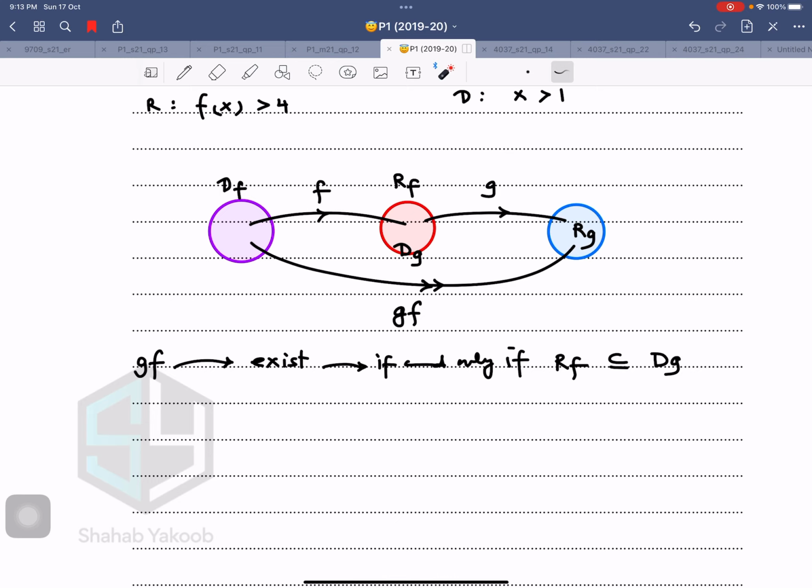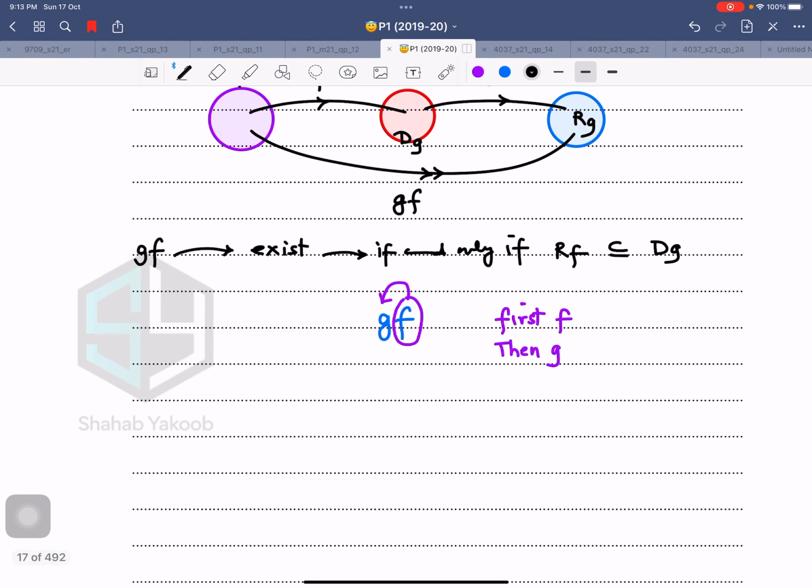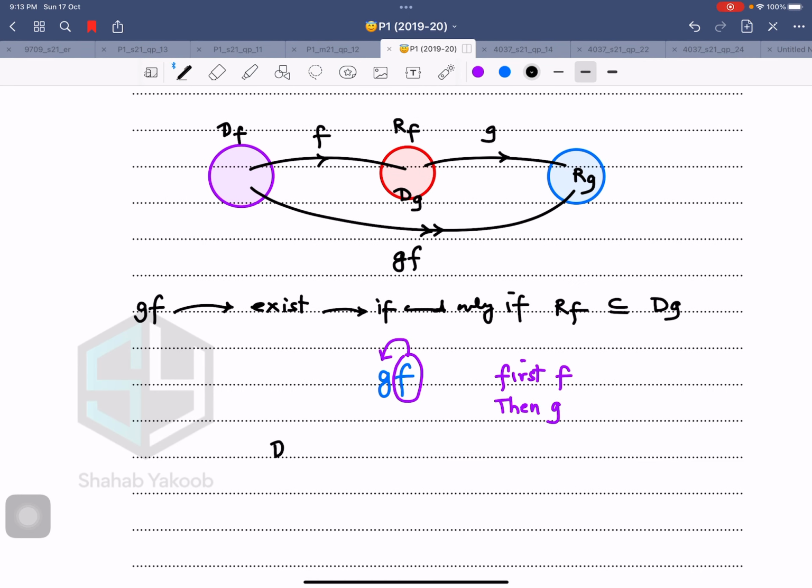What else are they asking? They are also asking something about gf. If I talk about gf, what is happening? We are taking f first, then g. So gf means first f, then g. That means for gf, the domain of f is also the domain of gf. Makes sense? And the range of g will be the range of gf.